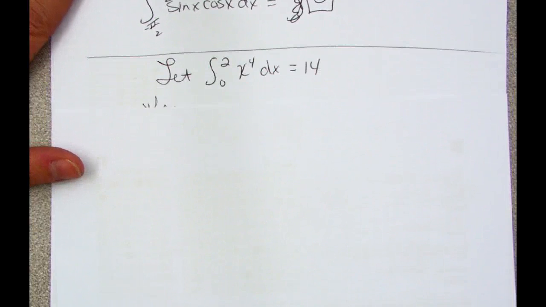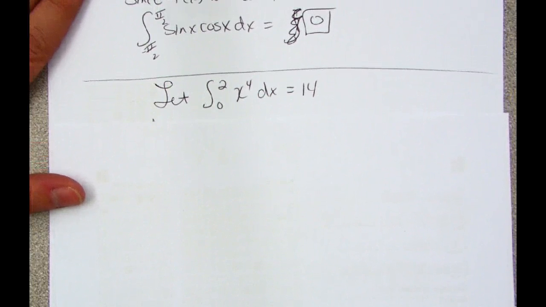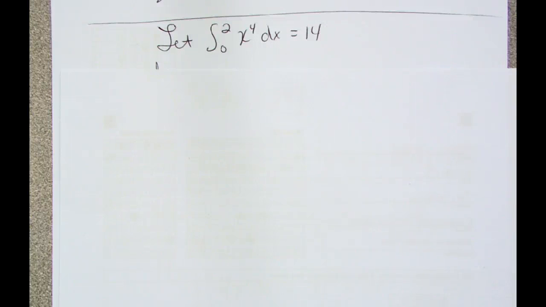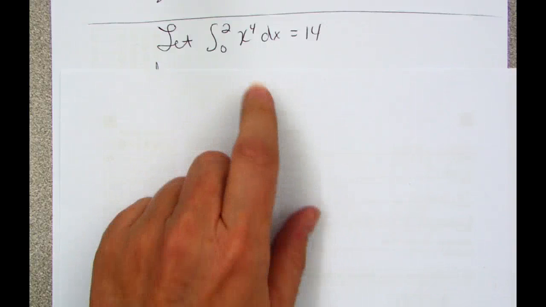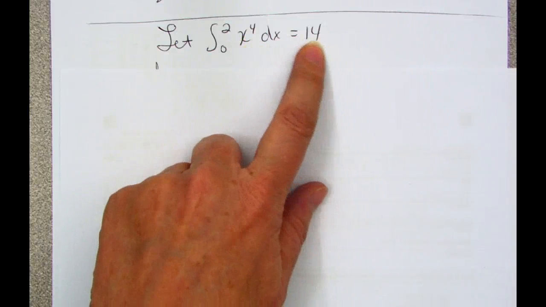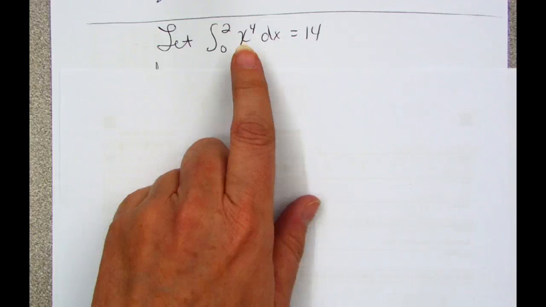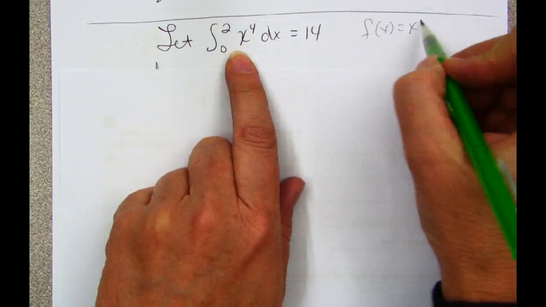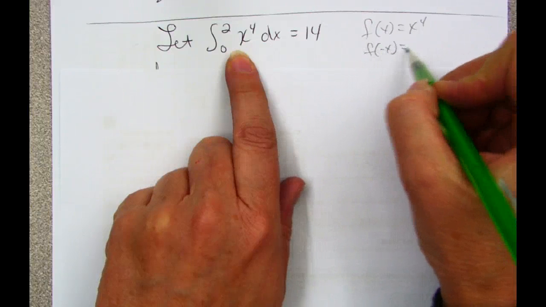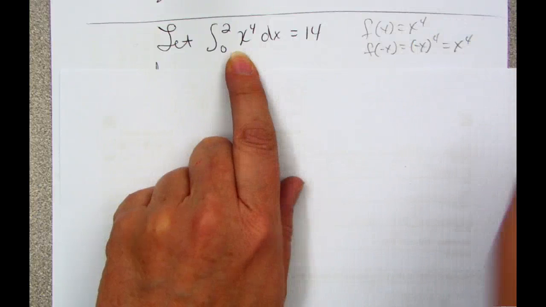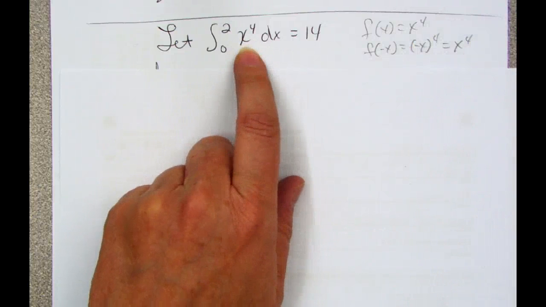Let's try another problem. I'm going to use the idea of even and odd. So I'm going to give you this. Let's let the integral from 2 to 0 of x to the 4th power dx equal an area of 14 underneath this curve. I don't know if that's right or wrong. I just picked that number out of my head. Let's go ahead and take a look at this for just a moment. You probably already know this answer, that this is an even function. Okay, so this is an even function.